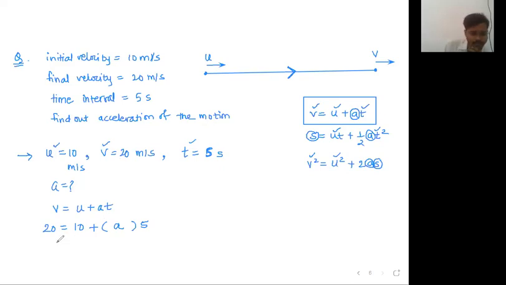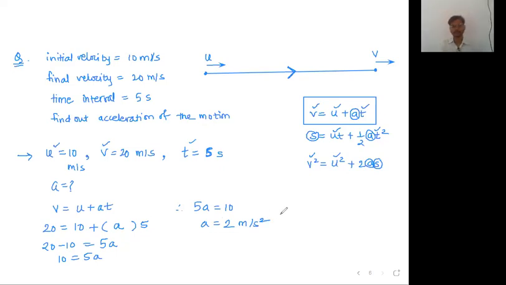Very simple then. This 20 as it is. This 10 on the left hand side becomes minus 10. On the right hand side we have this 5 and this acceleration a. So 20 minus 10 becomes 10, equal to 5 times a. Yes, all of you are giving the correct answer. Very good. Therefore a becomes 10 upon 5, which means 2 meter per second square.